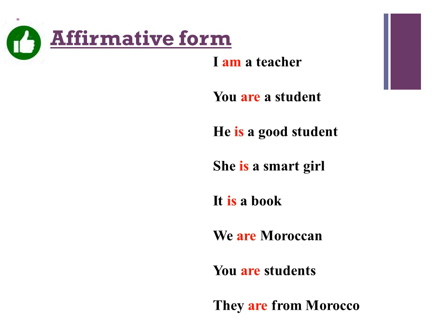I am a teacher. You are a student. He is a good student. She is a smart girl, or intelligent girl. It is a book. We are Moroccan. You are students. They are from Morocco. So this is the conjugation of the verb to be in the simple present, in the affirmative form.